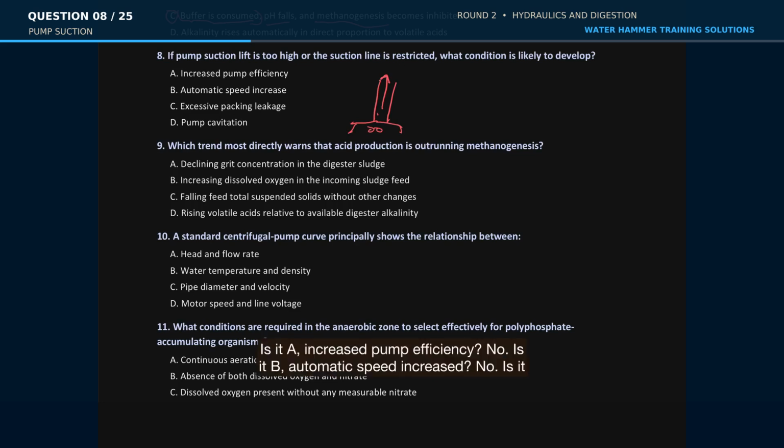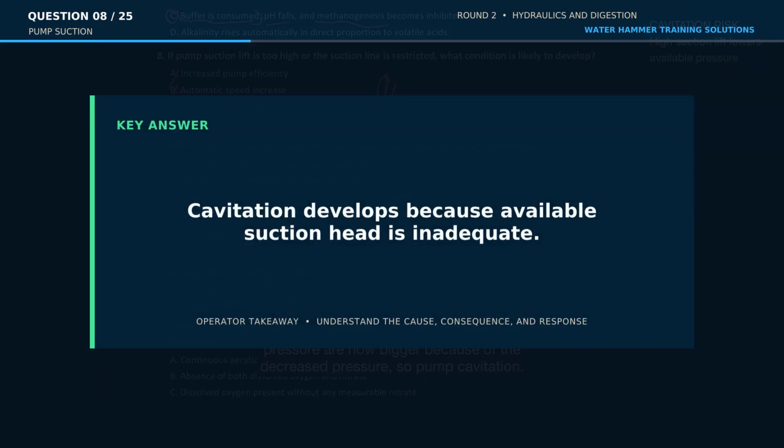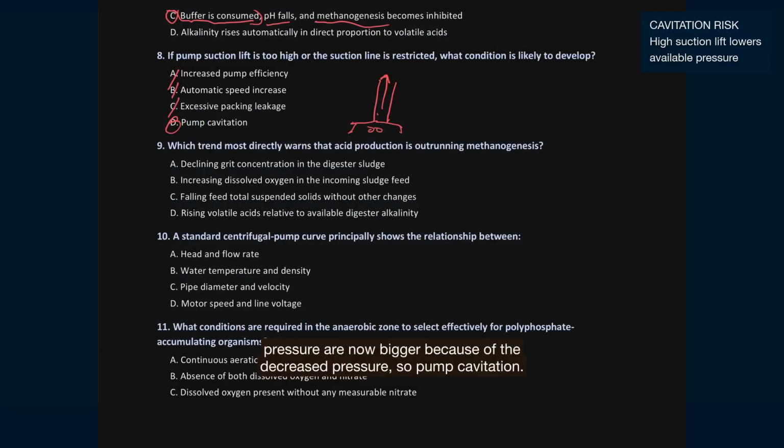Is it A, increased pump efficiency? No. Is it B, automatic speed increase? No. Is it C, excessive pump packing leakage? No. The answer is going to be cavitation. Cavitation happens when you have a negative suction or a high negative suction, pulling the molecules apart, that air bubbles that were small because of the pressure are now bigger because of the decreased pressure.